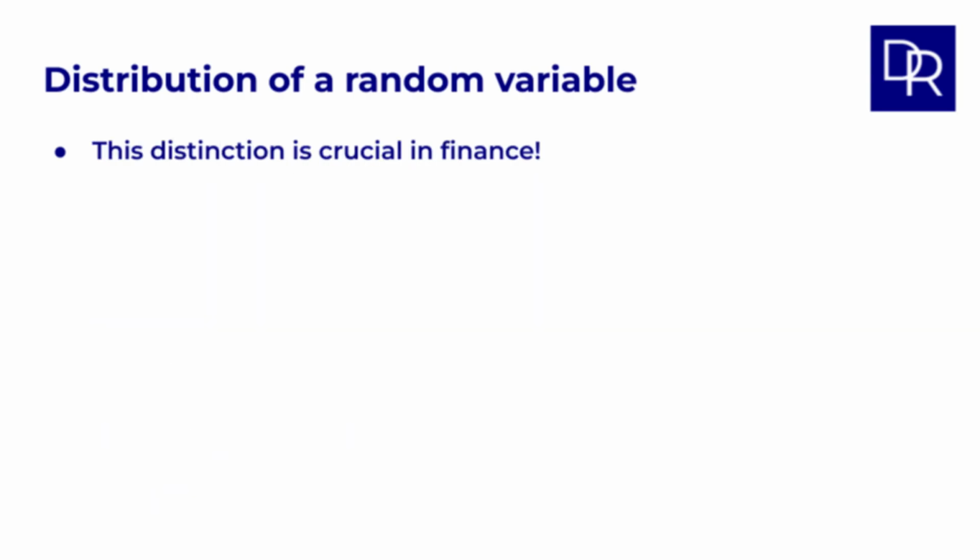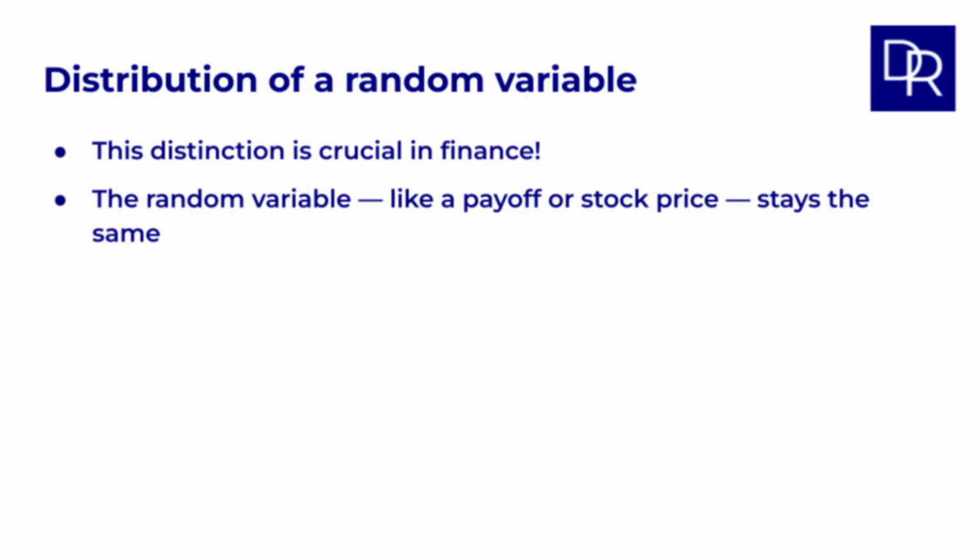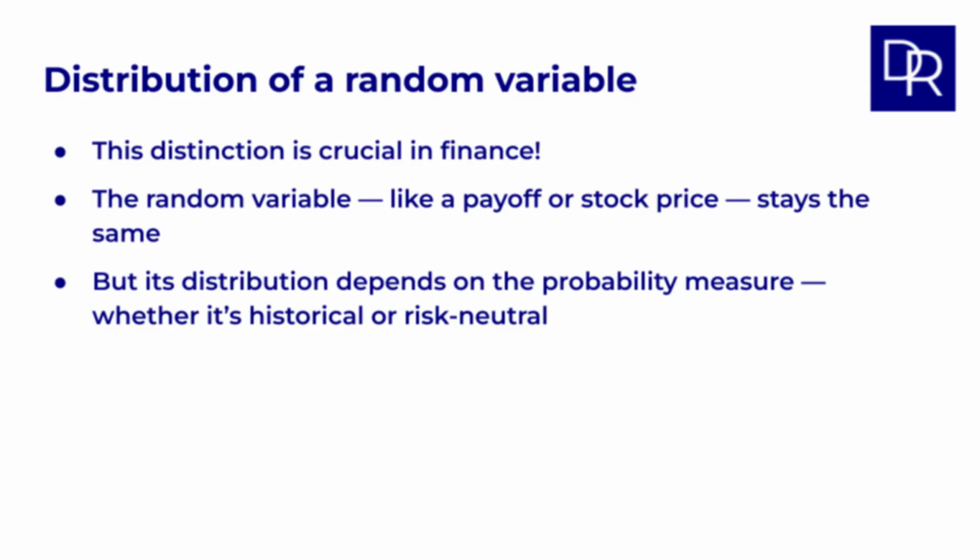This distinction is crucial in finance. The random variable, like a payoff or stock price, stays the same, but its distribution depends on the probability measure, whether it's historical or risk neutral.